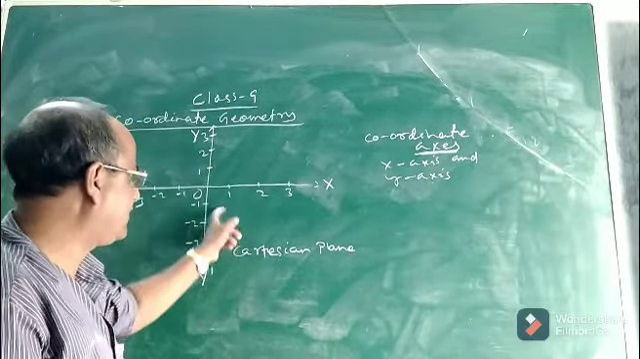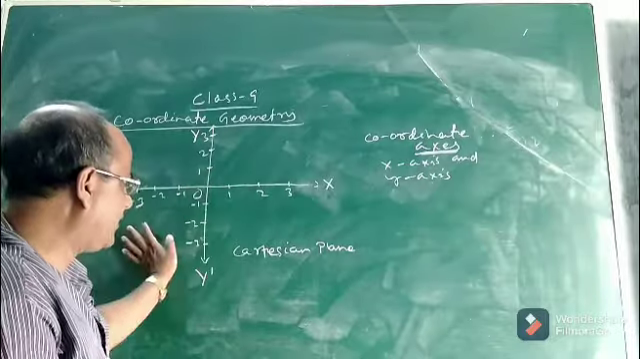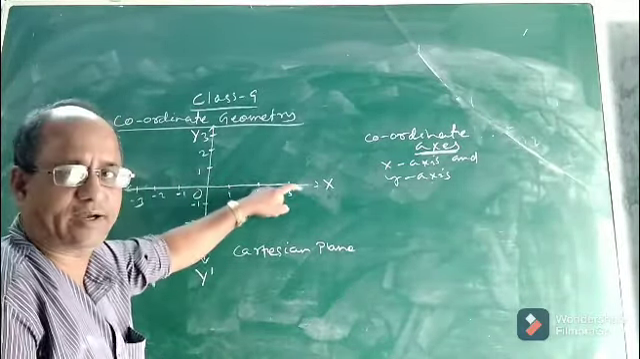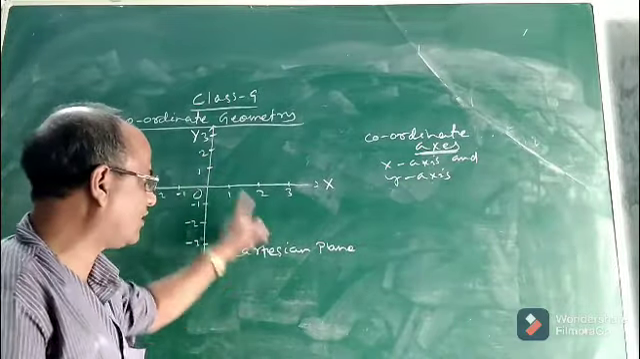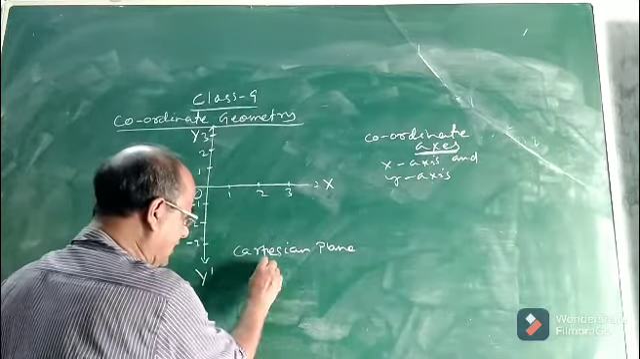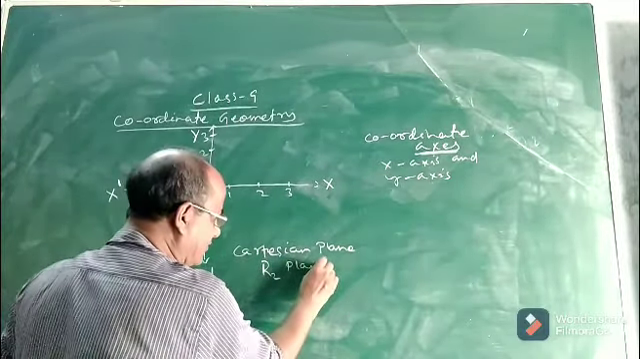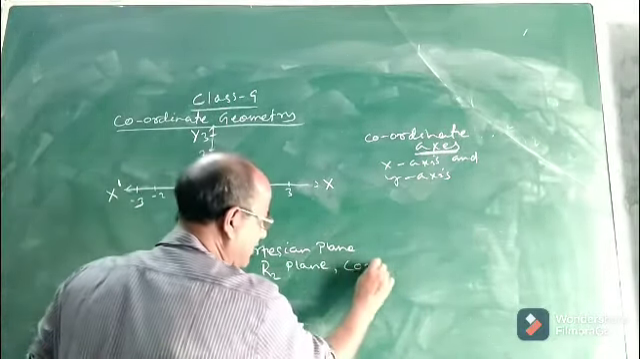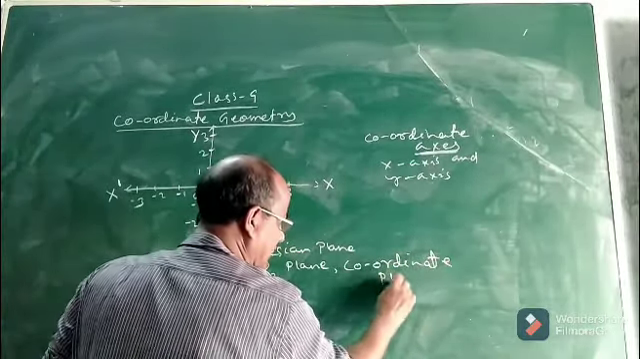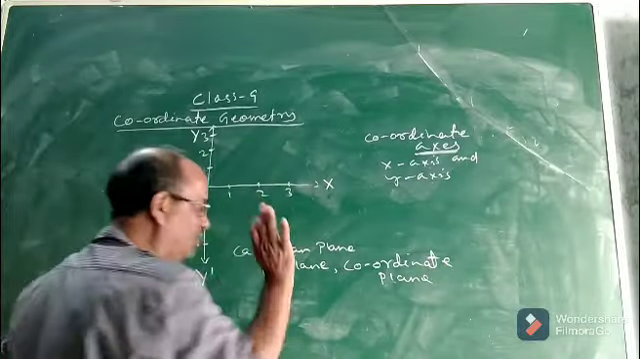Now this is a plane. This plane is known as a Cartesian plane. This plane containing two coordinate axes, x and y, is called Cartesian plane or R2 plane, coordinate plane. It has different names: Cartesian plane, coordinate plane, R2 plane, etc.